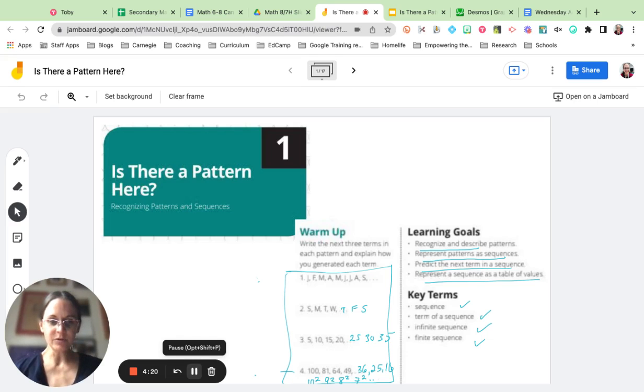This one is similar to the one with the days of the week, except for it doesn't represent the days of the week. It represents something else on the calendar. Did you guys get it? January, February, March, April, May, June, July, August, September, October, November, December. It's the months of the year. So these are all different examples of sequences. And today we're going to be describing sequences mathematically.